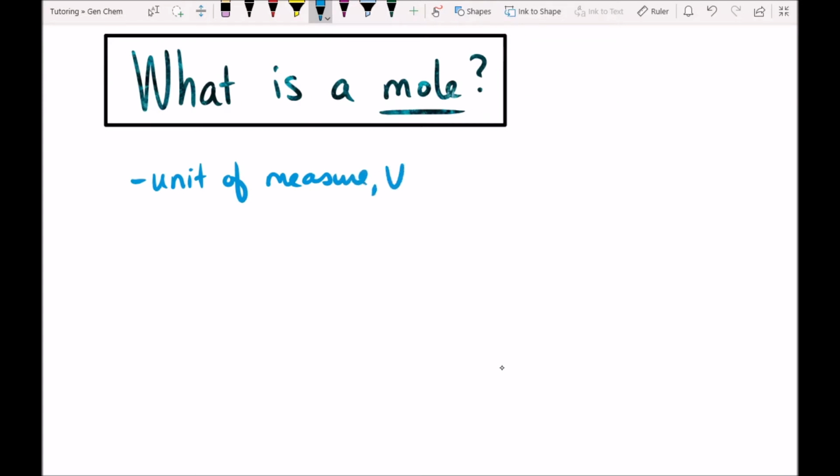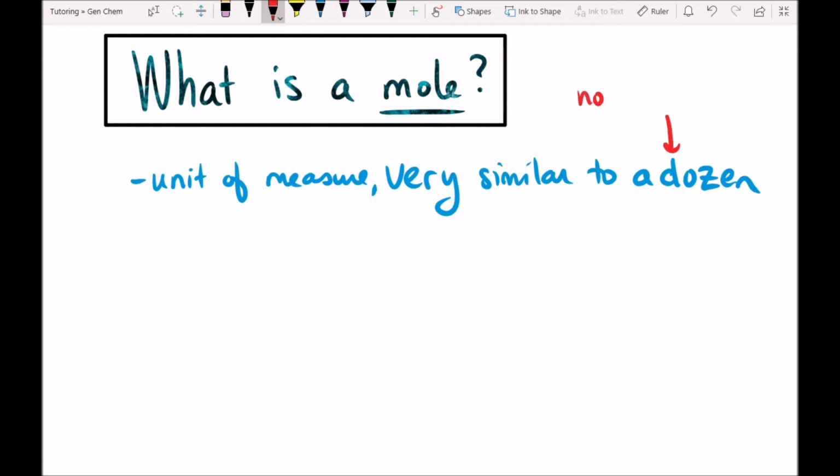It's very similar to a dozen. And a dozen, everyone knows what a dozen is, and a dozen is not scary. And neither is the mole. So let's figure out what exactly it is.